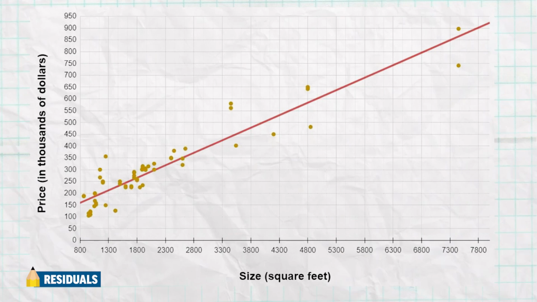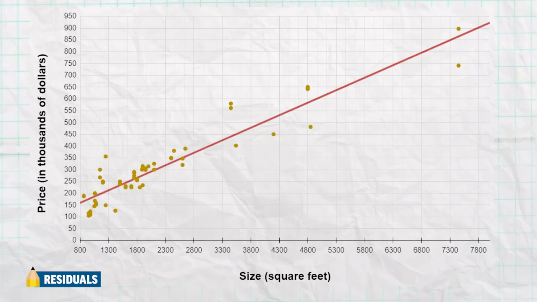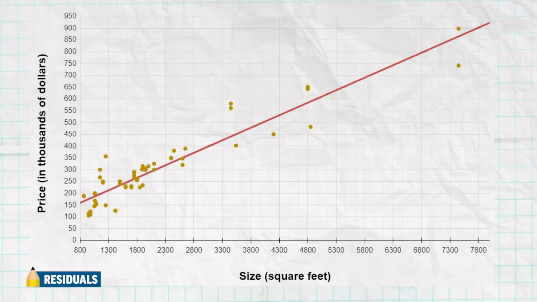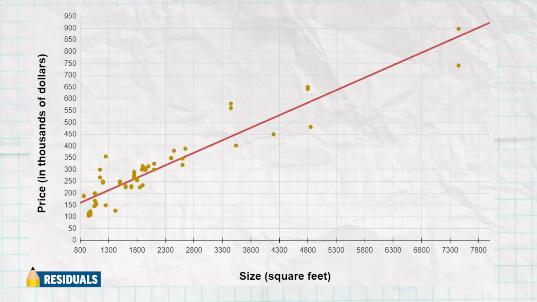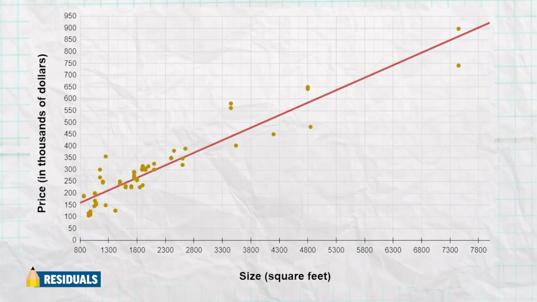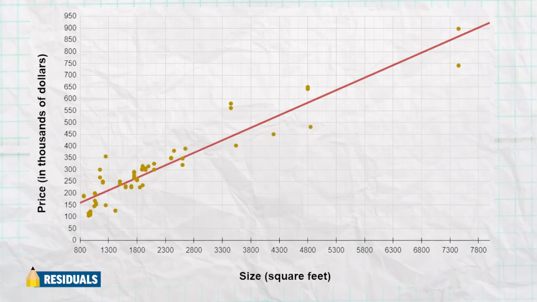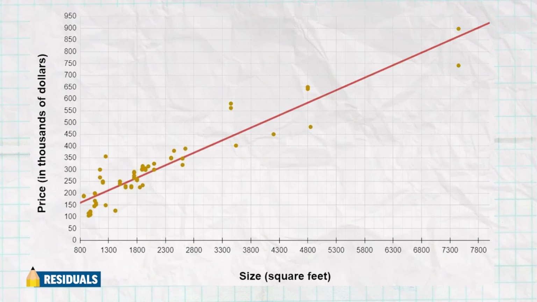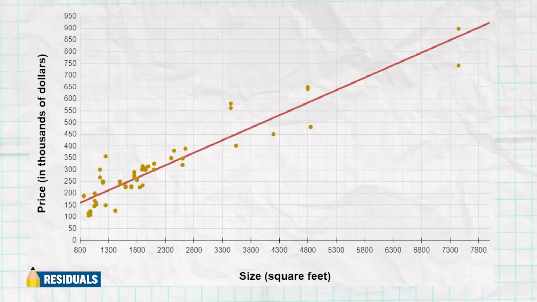Let's take a look at an actual example to see what residuals look like in a scatter plot. Here we see a scatter plot of the size of several houses in square feet and the price of those houses in thousands of dollars. Now, we've already said that we see a very positive and strong relationship here. As the size of a house goes up, so does its price. But now added in is the linear regression model in red.